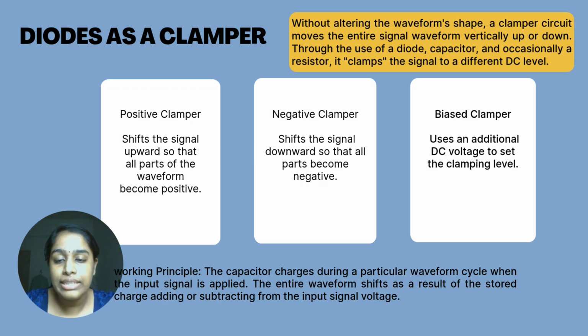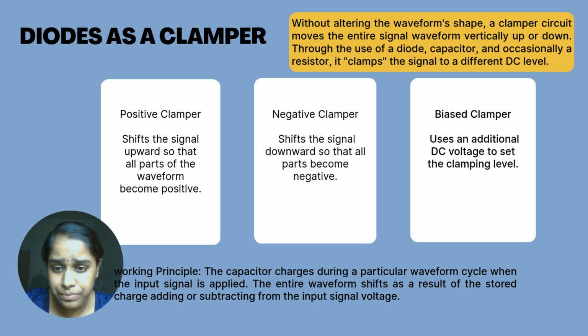Okay, so this is for diodes as a clamper. Without altering the waveform shape, a clamper circuit moves the entire signal waveform vertically up or down. Through the use of a diode, a capacitor, and occasionally a resistor, it clamps the signal to a different DC level. For this, there are three: positive clamper, negative clamper, and bias clamper.